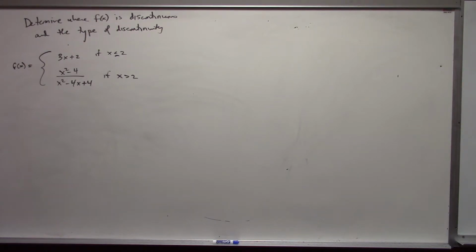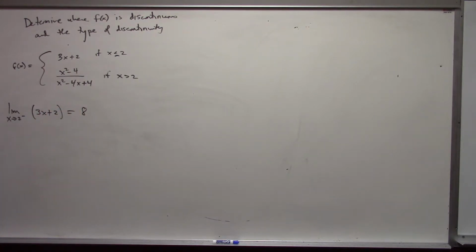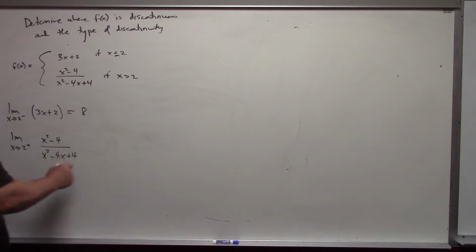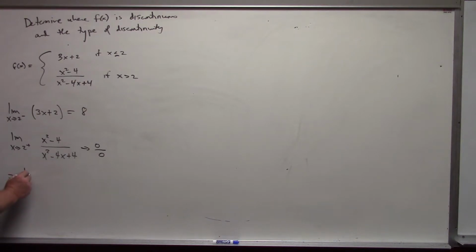Okay, so we'll look at, again, the only place we have issues is at x equal 2. The limit as x approaches 2 from the left. We're dealing with the function 3x plus 2, and so that value is 8. The limit as x approaches 2 from the right. In this case, I am using the function x squared minus 4 over x squared minus 4x plus 4. This is indeterminate. So I have to do some more work. We saw these.